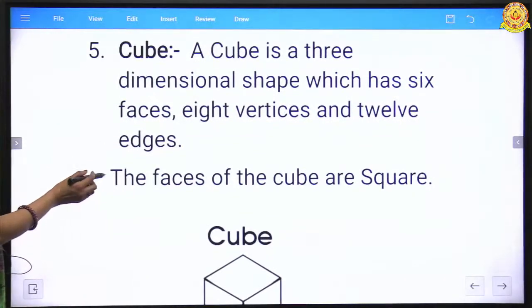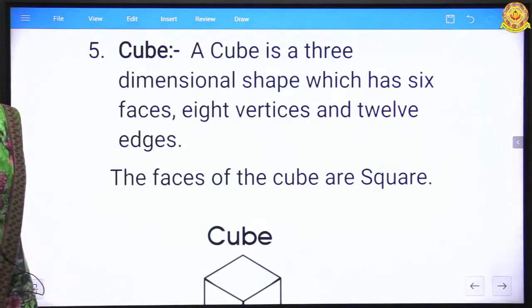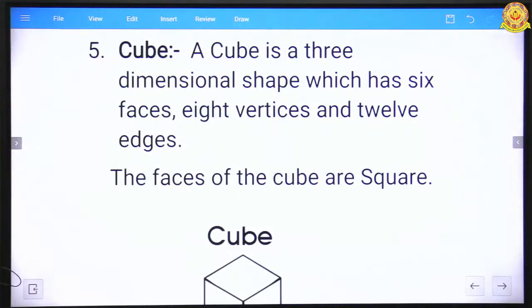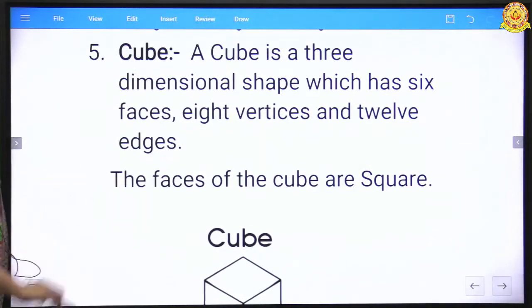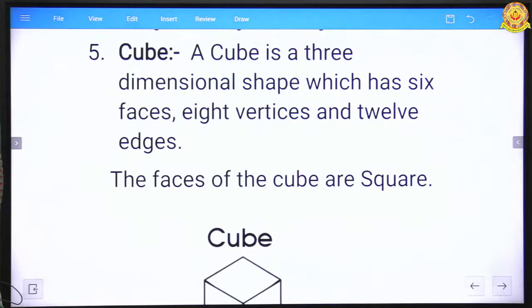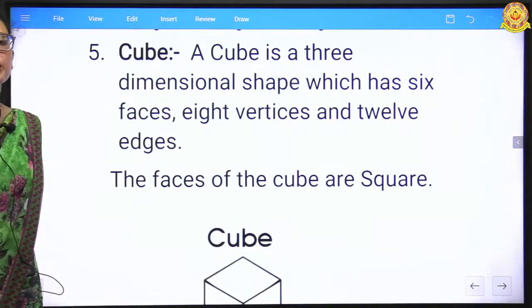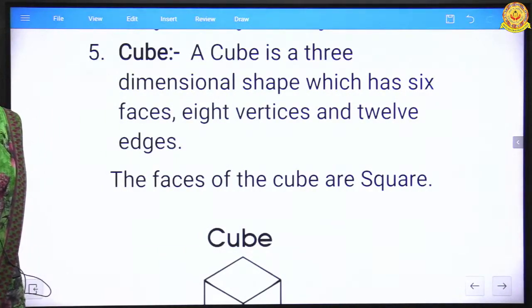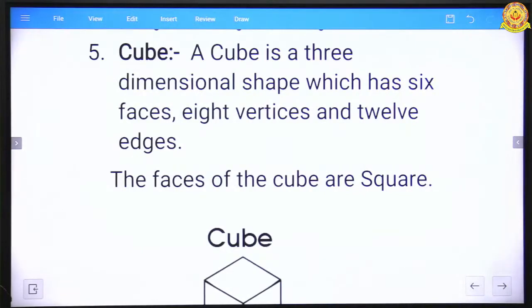Next is cube. This is a three-dimensional shape. Before it, we have read two-dimensional shapes. As I told you before, there are two types of shape. First is two-dimensional, second one is three-dimensional. So we have read about two-dimensional shapes. Now we read about a three-dimensional shape, cube. What is a cube?